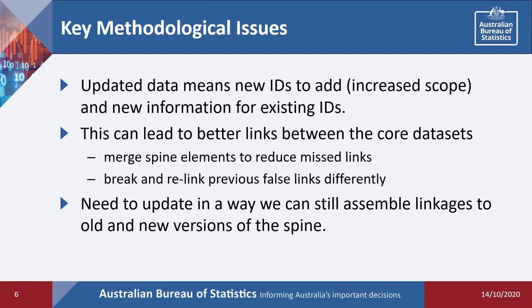We also need to consider how best to use the new information, which will contain new units on each of the core datasets, as well as updated information. For example, changes of name and changes of address. This new information can lead to better links, but we still need to keep in mind the issue of assembling products across the different spine versions.